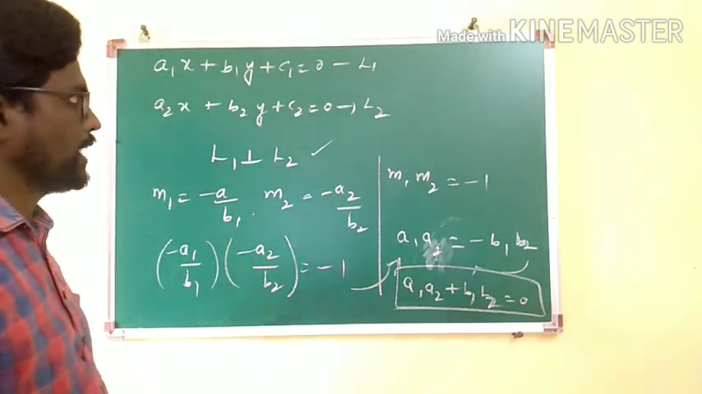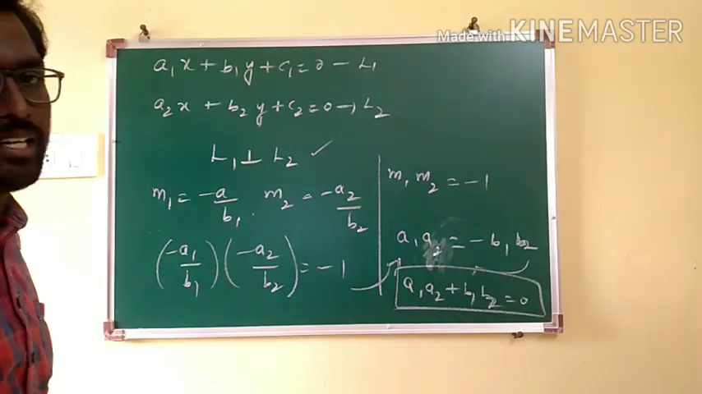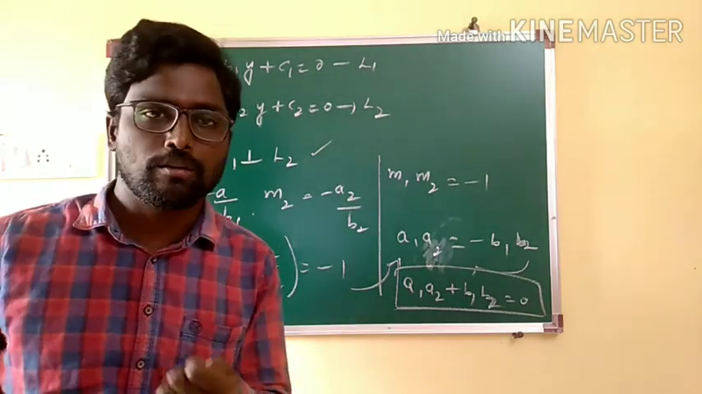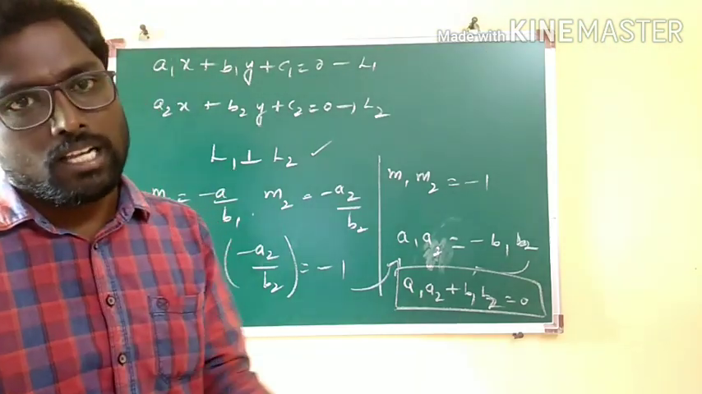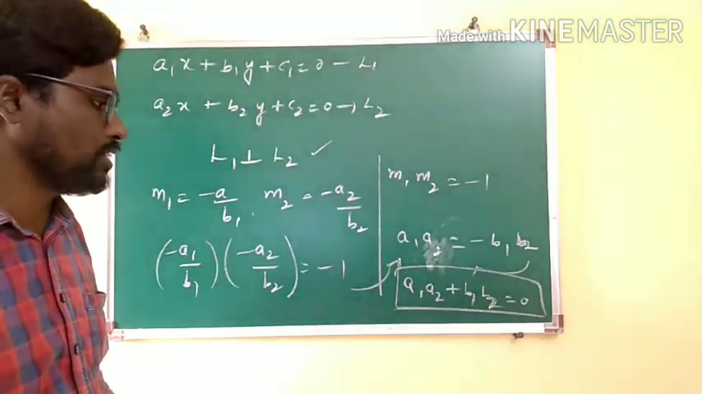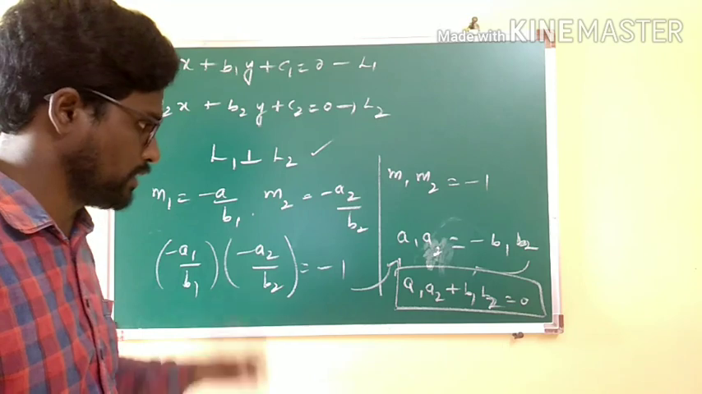I repeat, if the lines are parallel, then the condition is a1 by a2 is equal to b1 by b2, or a1 by b1 is equal to a2 by b2. If the lines are perpendicular, then the necessary condition is a1 a2 plus b1 b2 is equal to 0.